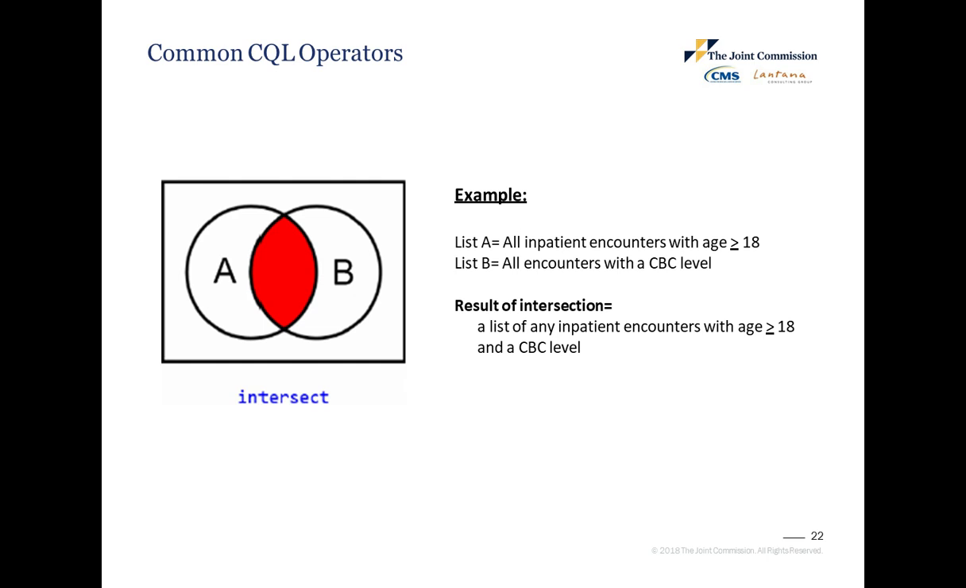Intersect is another common operator in CQL, which is only looking for the common elements between list A and list B. So the red depicts the shared elements between the two lists. To add some context, let's look at an example. If list A returns a list of all inpatient encounters with age 18 years and older, and list B returns a list of all encounters with a CBC level, then the result of this intersection is a list of inpatient encounters with age 18 years and older and a CBC level.